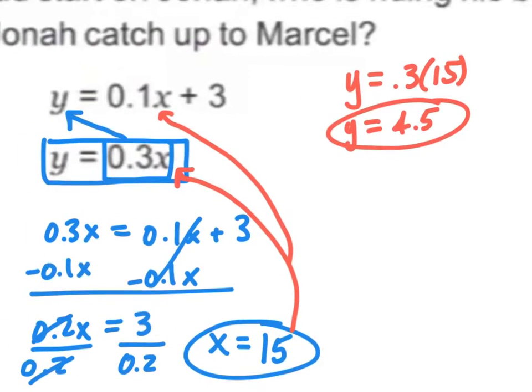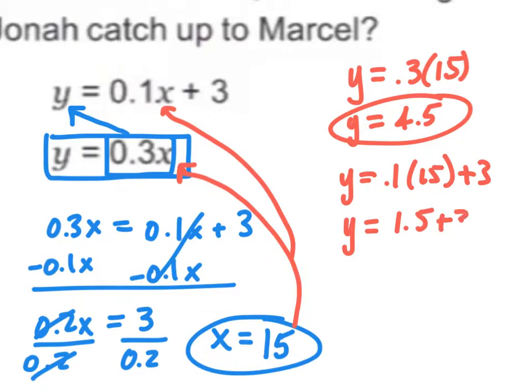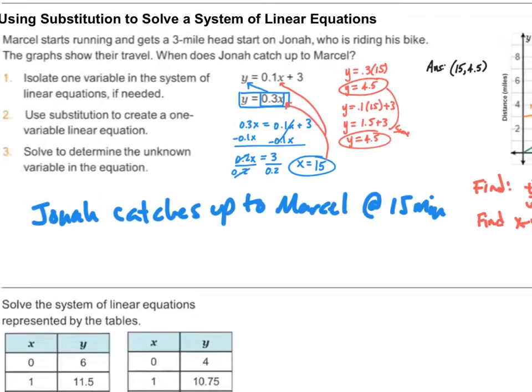Now, I don't have to just plug it back into this original equation to solve for y. I can plug it into either of these, and I'm going to show you that. If I plugged it into the top one, I'd get y is equal to 0.1 times 15 plus 3. 0.1 times 15 is 1.5, and adding 3 gives y is equal to 4.5. So it doesn't matter which one you do, because you're going to get the same thing. That's the process.